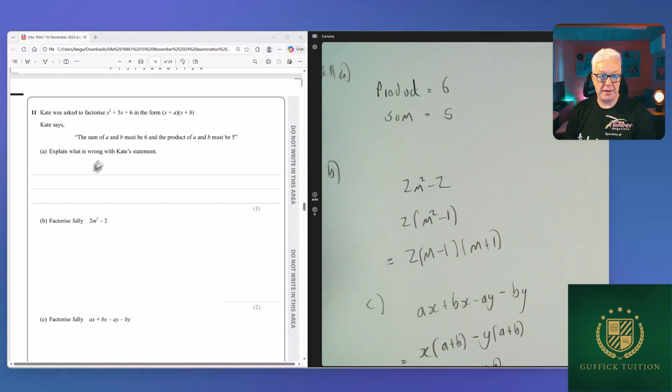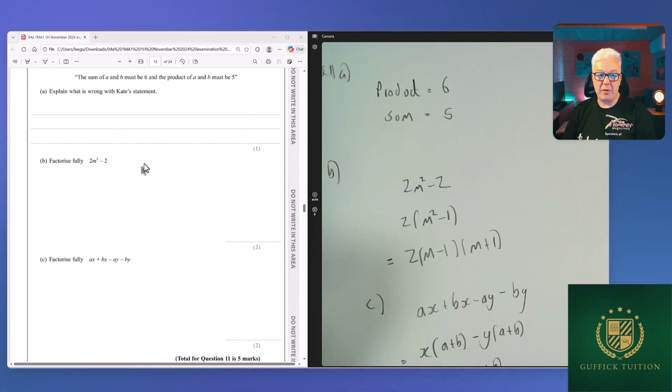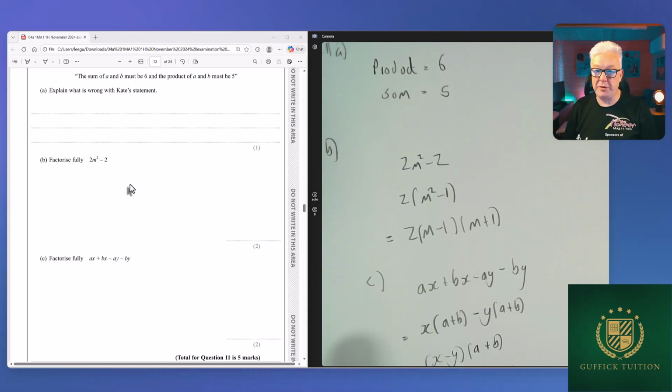So that's what Kate's done. She's kind of mixed up. You times together to make the number on the end, but you add together to make the number in the middle. Now B, oh, this is a sneaky one. I bet a lot of people got only 1 mark on this, okay?